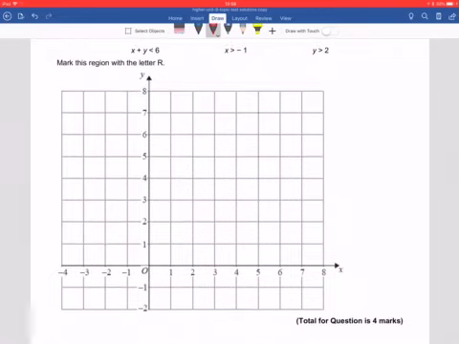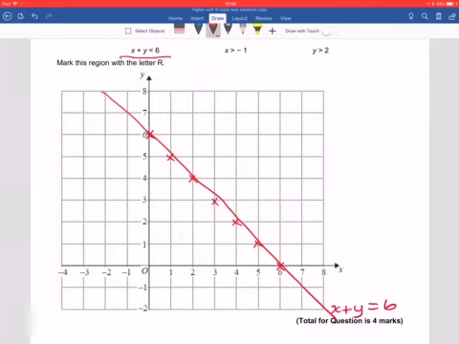Right, so using what I did before on the last one, we decided 1 and 5 would make 6, and 2 and 4, and 3 and 3, and 4 and 2, and 5 and 1. So this here is this line through there. That is the line x plus y equals 6. Now what you need to do is decide which side of it do I need to be. It's got to be less than 6.